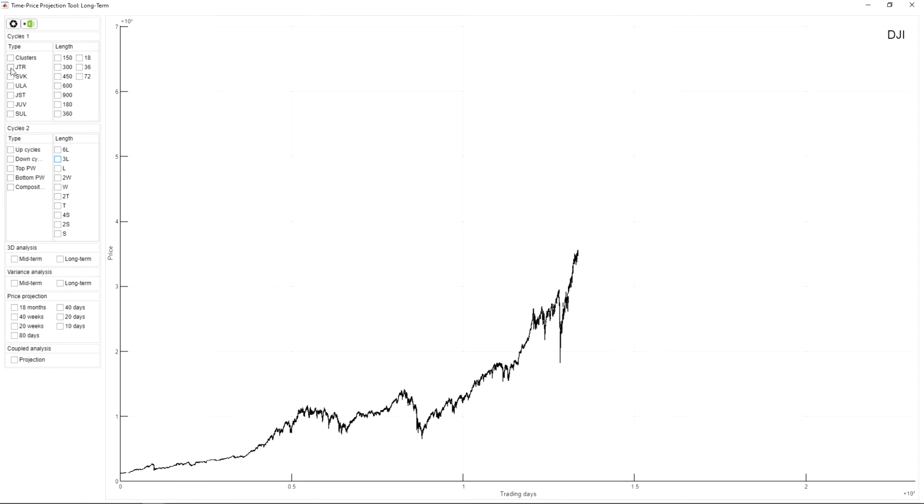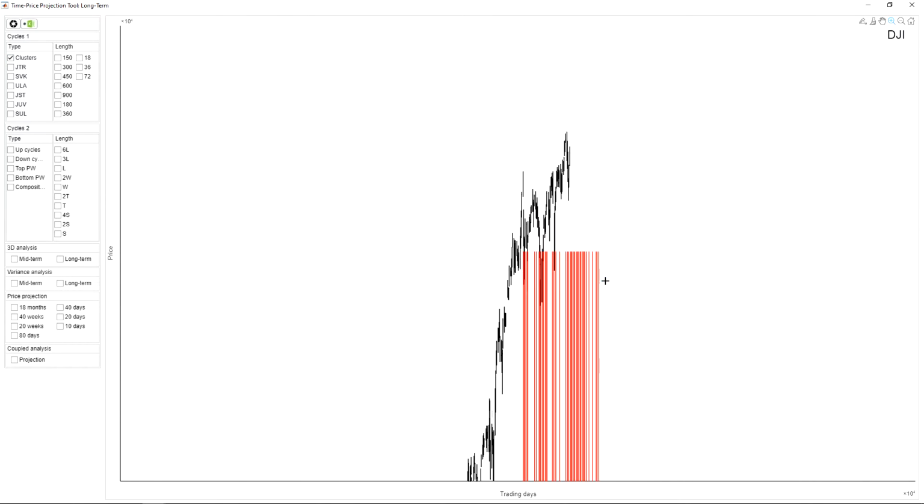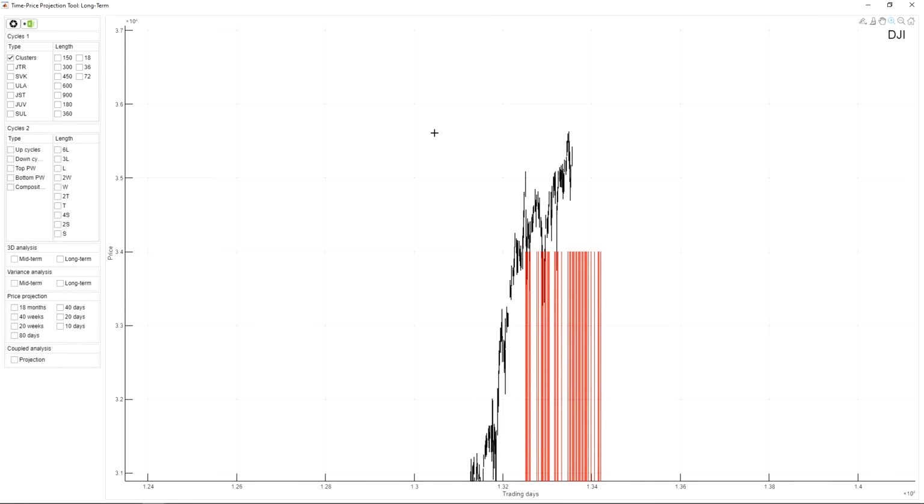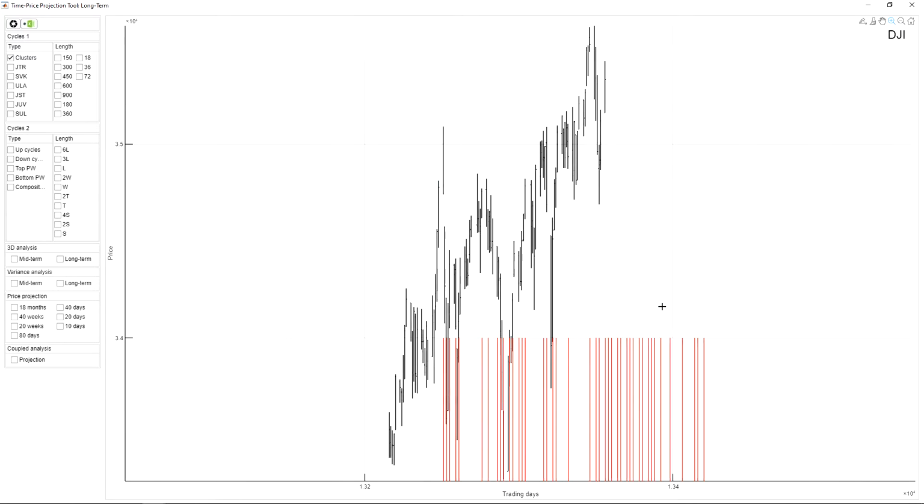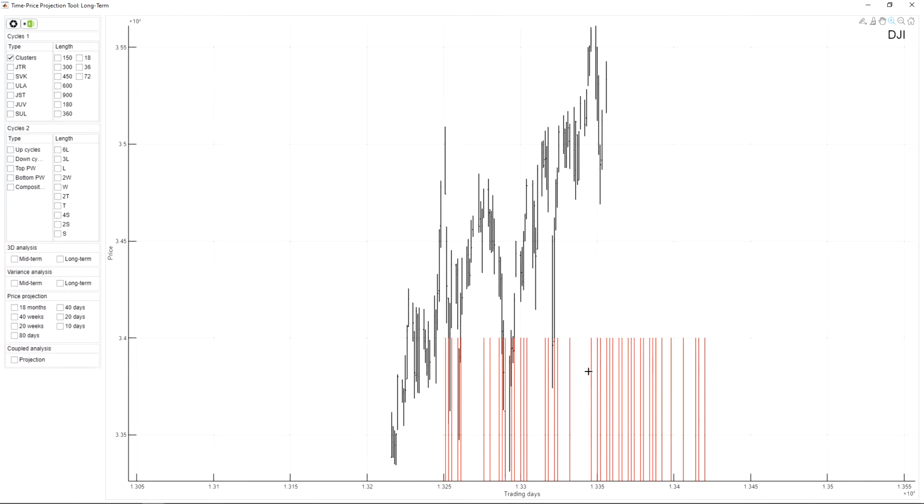And these are individual cycles right here on the left, but the button I'm going to push right now is clusters. So let's go ahead and push them, and all you see on the software is just this one big red line. But if we zoom in, what actually happens is, let me zoom in right here, these lines become separated, and these red lines begin to represent individual time turning points in the stock market, or in the structure of the Dow Jones in this particular case.